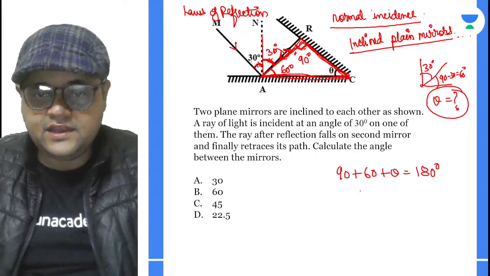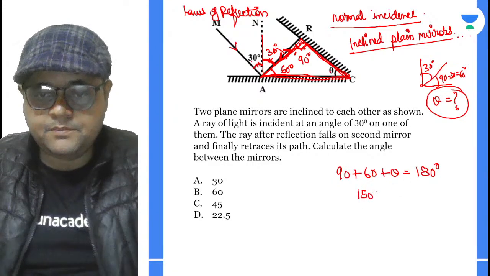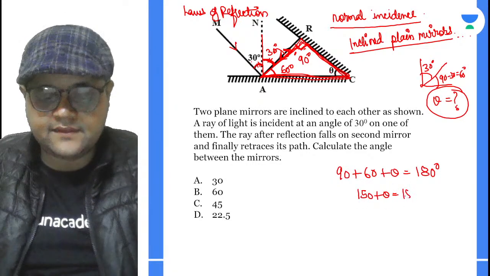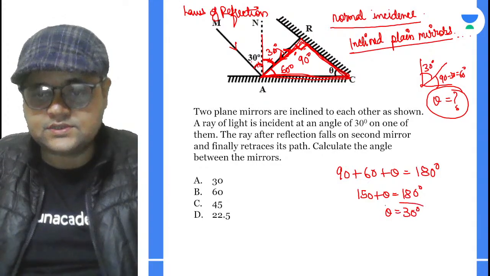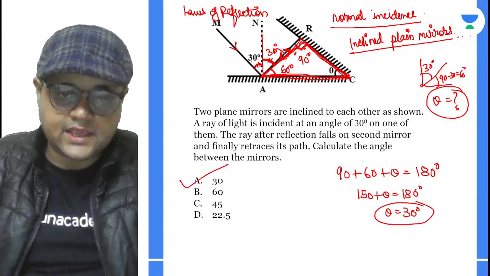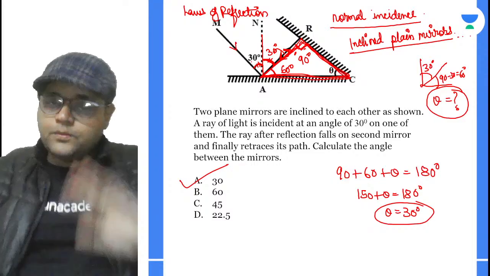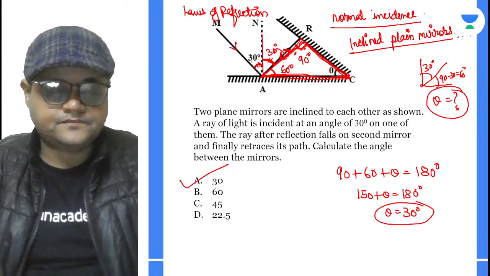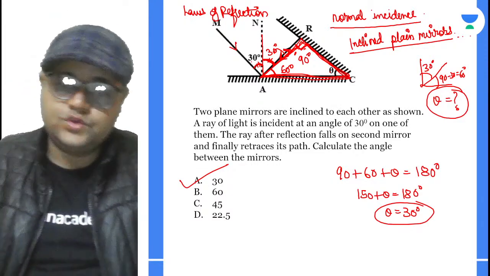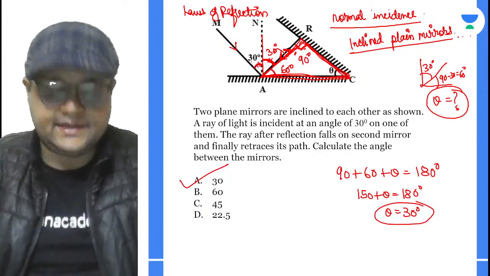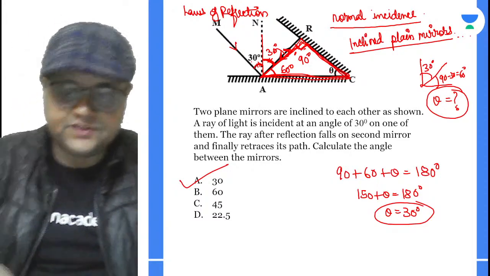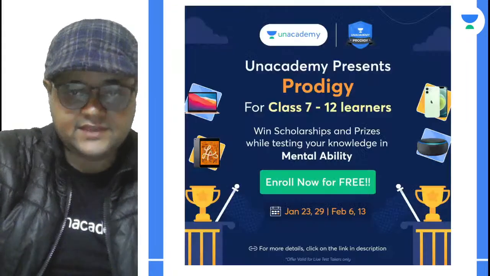So what will be the value of theta? 150 plus theta is 180. So theta will be 30 degrees. So the correct option here would be A. I hope you have understood the question. Once the session is over, you can download the PDF and try it again. So far so good. Let's see what we have next.